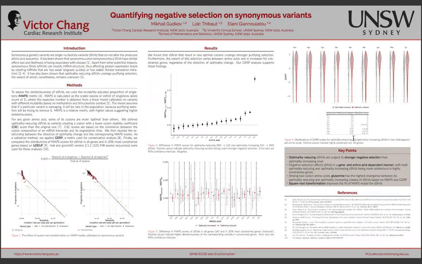To conclude, our main results can be summarized as follows. Synonymous mutations that reduce codon optimality undergo stronger purifying selection than those that increase it. Negative selection affects synonymous variants in a gene and amino acid dependent manner, with both optimality-reducing and optimality-increasing variants being more deleterious in constrained genes. Among 2 codon amino acids, glutamine has the highest divergence between its optimality-reducing and optimality-increasing classes of synonymous variants based on MAPS and GERP scores.